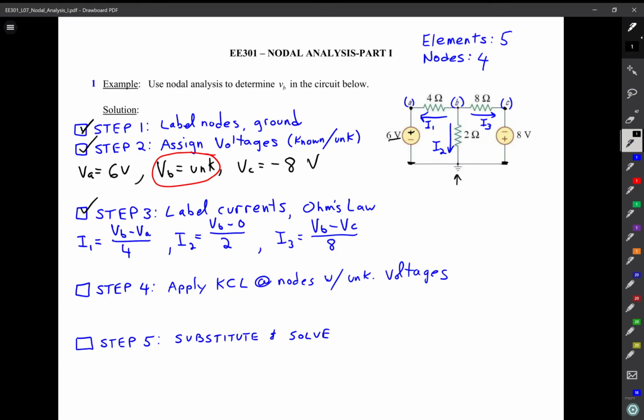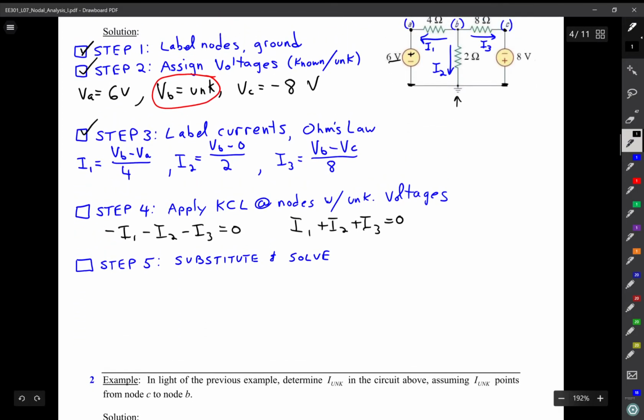So I'm now going to look at the currents I1 and I2 and I3, and I'm going to add the currents up. I notice also that all my currents are going away from node B, and so they're negative. So that's minus I1 minus I2 minus I3 is equal to 0. Or, if you like, I1 plus I2 plus I3 is equal to 0 if I multiply through the whole equation by negative 1. The last step is to substitute and solve.